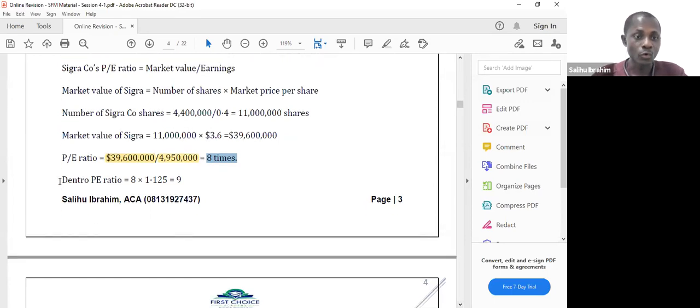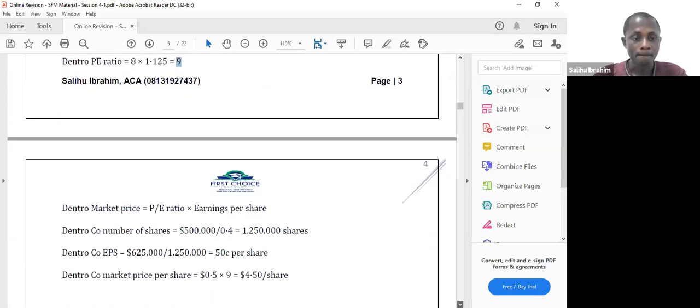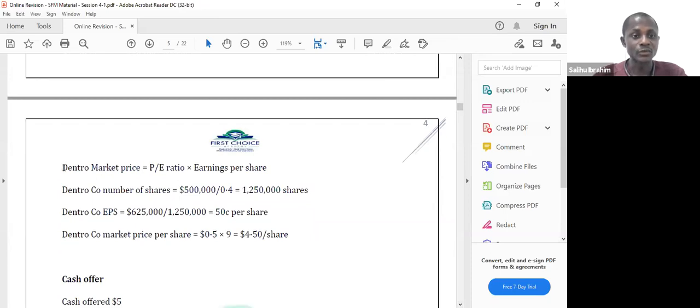So the true cost price earnings ratio will now be 1.125 times 8, which is 9. Now the Dentroco market price will be based on the number of shares, which is 1,250. Dentroco EPS is 625 over 1,250, which is 50 cents, the same 0.5 we computed before. So Dentroco market price per share is 0.5 times 9, which is 4.5.